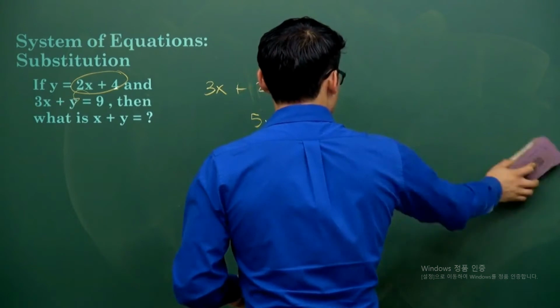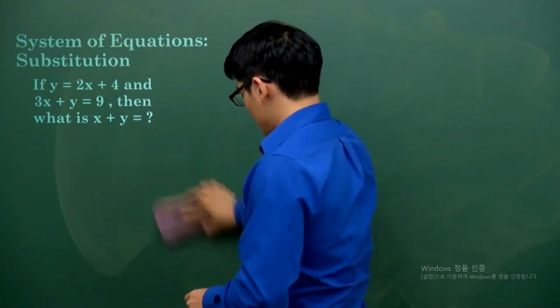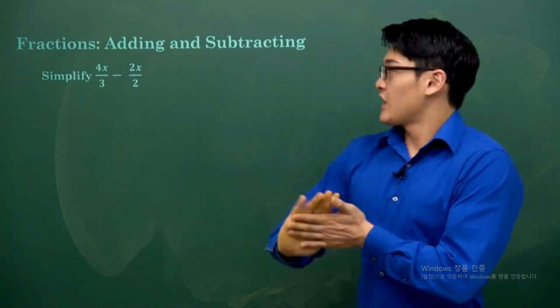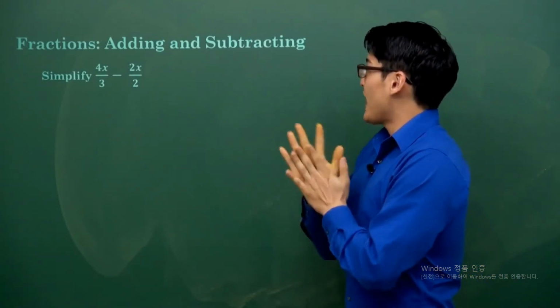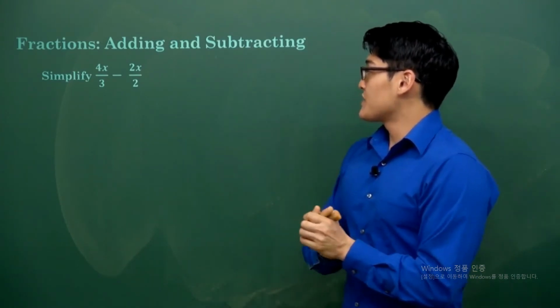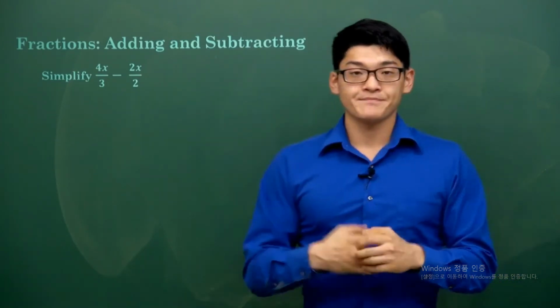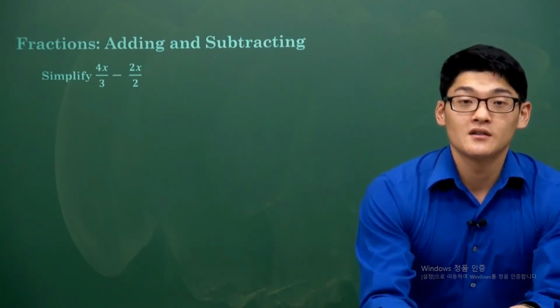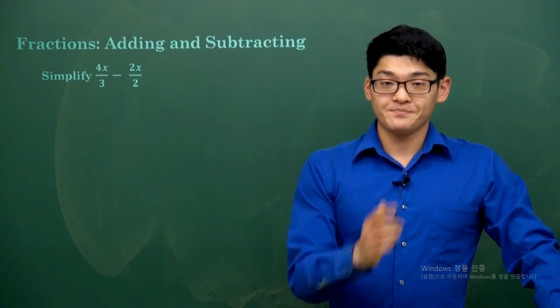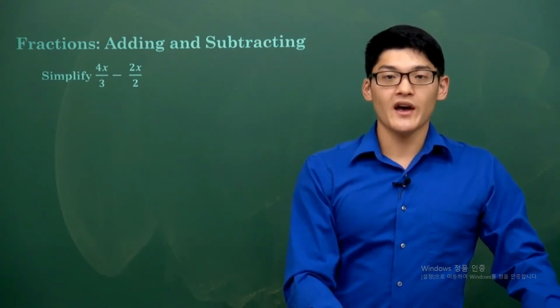Okay, I'm going to erase this real quick. Okay, so fractions, adding and subtracting. Simplify 4x over 3 minus 2x over 2. So I'm going to let you go ahead and try and solve for this question. Pause the video and go ahead.